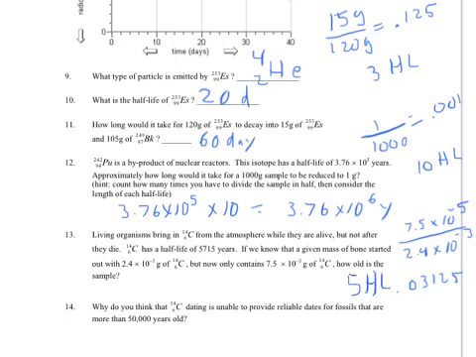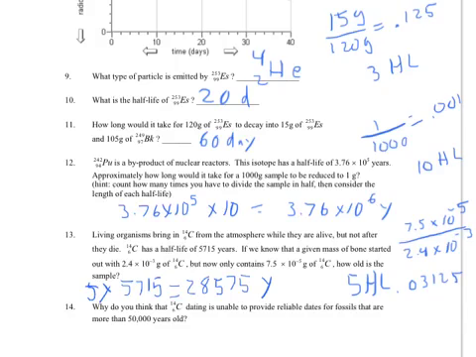Now each half-life lasts 5,715 years. So this is how long each half-life was, and there were 5 of them, so I'm going to multiply 5 by this. So I'm going to say 5 times 5,715 years per half-life, and that gives me a time of 28,575 years. And that's how they find the date of old things.